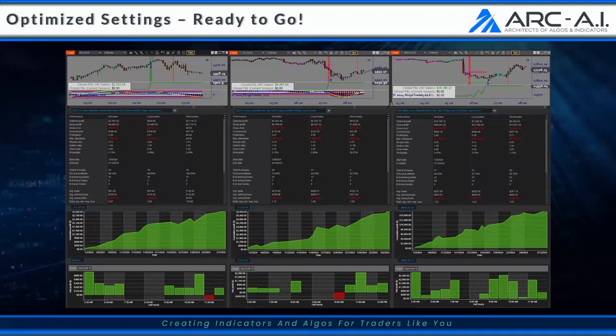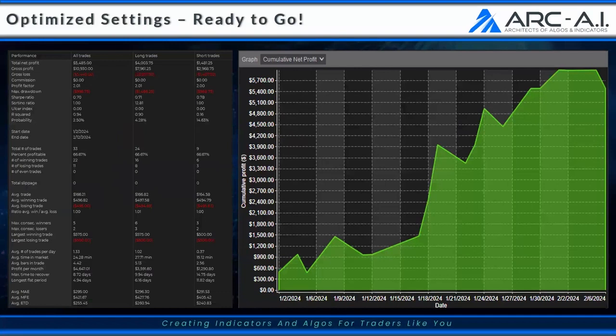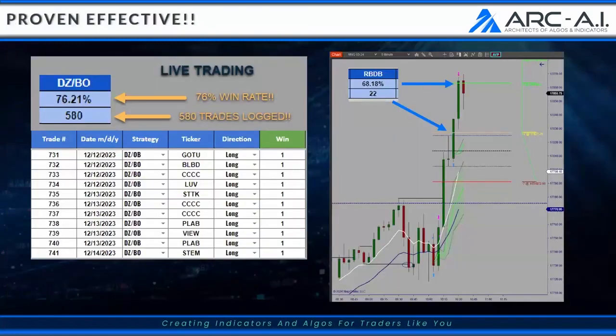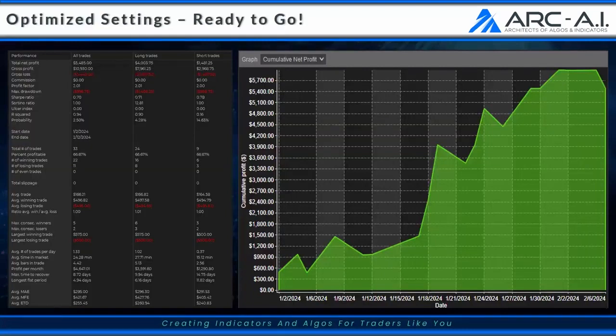So Rick's asking a great question: back testing or forward testing? Both. Here's your back test, with optimized settings. Here's your forward test. This is real trading. This is the exact setup. So that's how we know it works. That's why we coded it.